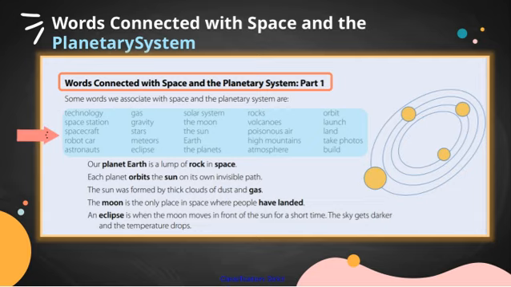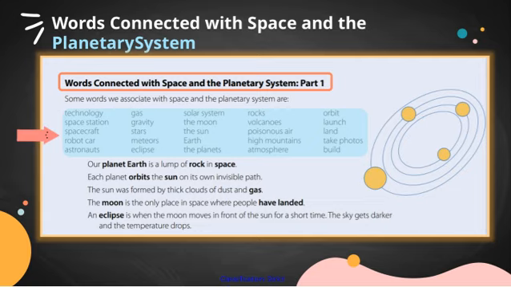The planetary system, in particular, refers to our own solar system, which includes the sun and all the objects that orbit it. These words, like orbit, gravity, planet, asteroid, comet, are more than just vocabulary. They are the building blocks of how we describe and understand the cosmos. Grasping these concepts helps us appreciate the complexity and beauty of the universe.